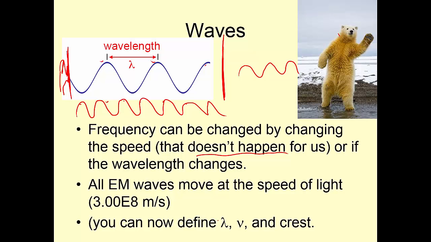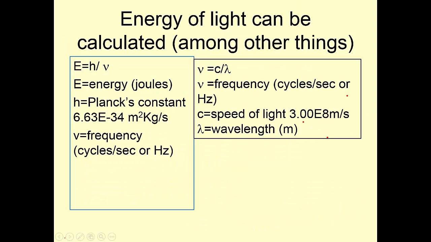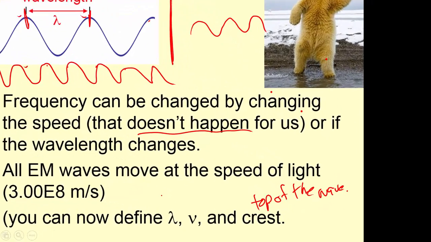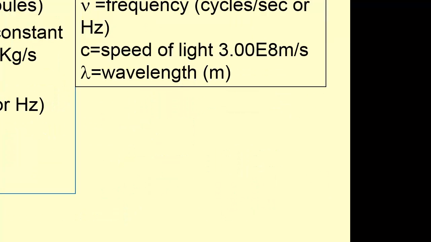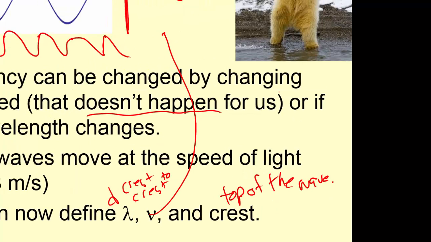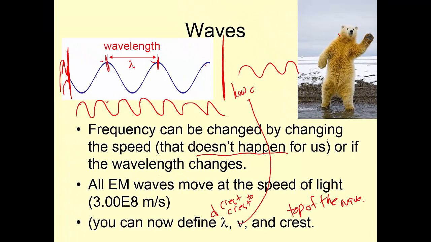Okay. So lambda is the distance from, this is called a crest, the crest, right? The crest is the top of the wave. Lambda is the wavelength, so that's the distance from crest to crest. And frequency, you can't use the word frequency to define it, but essentially it is how often the crests pass. It doesn't have to be the crest particularly.